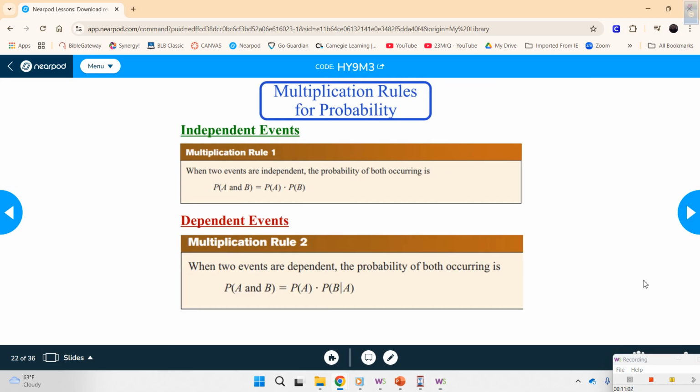There they are. The first one is P of A and B equals P of A times P of B. P of A and B for the second one, that are dependent, means P of A and B equals P of A times P of B depending on A.